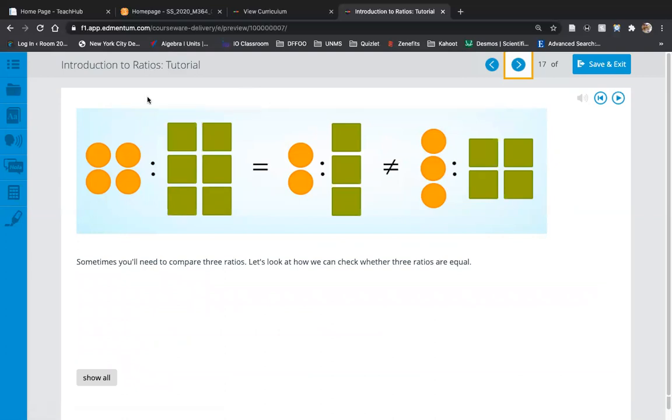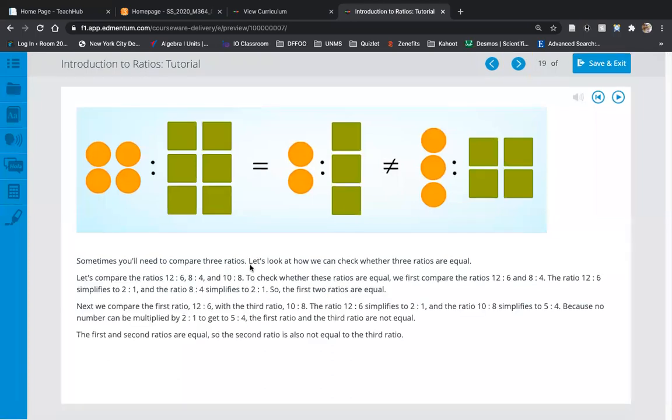Okay, so what it's talking about now is trying to figure out whether or not ratios are equivalent, right? So let's look at the examples that they give us here.